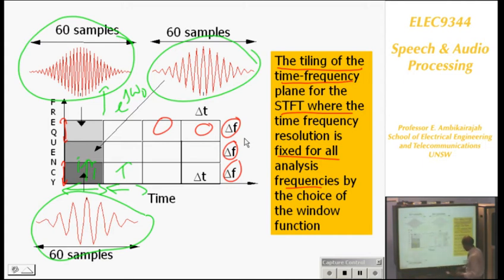The beauty here is that whichever frequency you're trying to analyze, the length from here to here is 60 samples. Length from here to here is 60 samples. Length from here to here is 60 samples. That means the window is fixed to 60 samples. That means the time resolution is fixed and the frequency resolution is fixed. So that's your time frequency tiling. It's called tiling, T-I-L-I-N-G. It's like a tile for your short time Fourier transform.